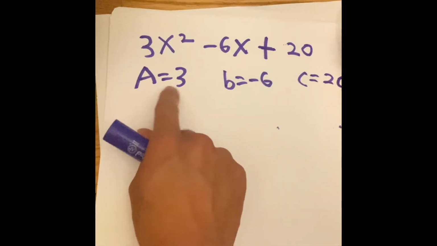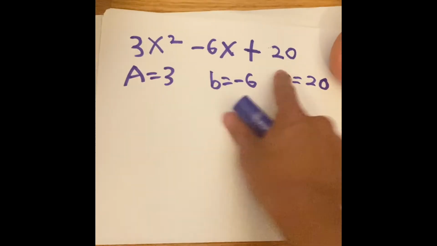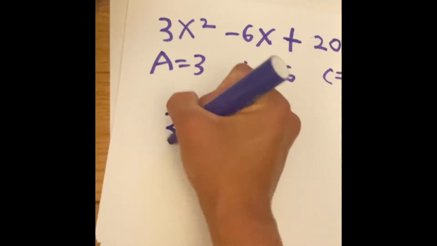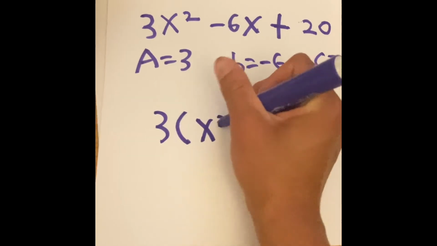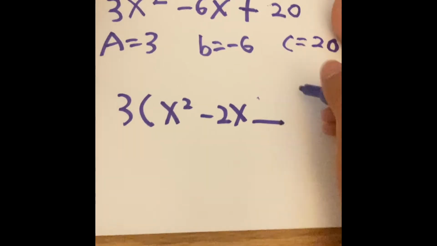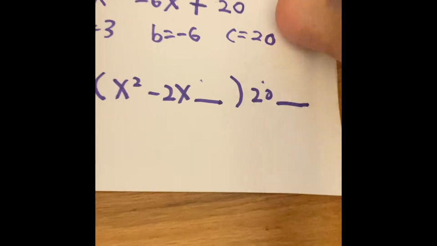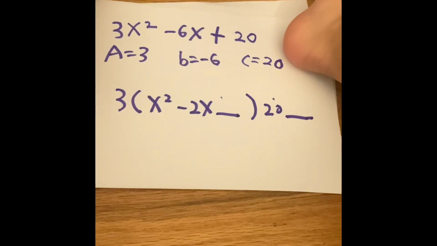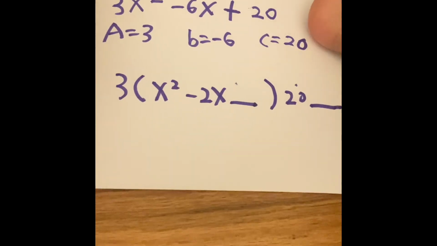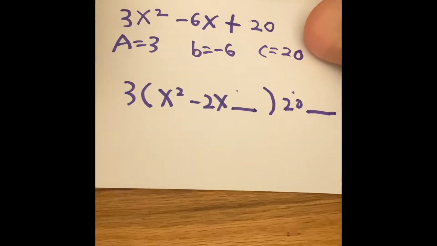Since a does not equal 1, to make this easier, we have to get that x squared alone. So we have to do 3 parentheses x squared minus 2x, blank space, because we're looking for that first c, parentheses, 20 blank space. The reason why we did that is if we did this times that times that, that's going to help us get back to our normal equation on the top.